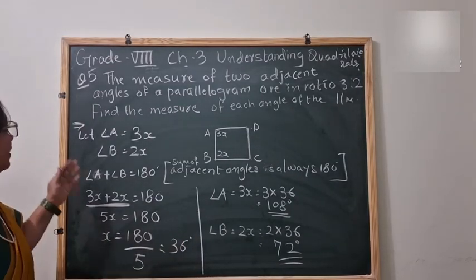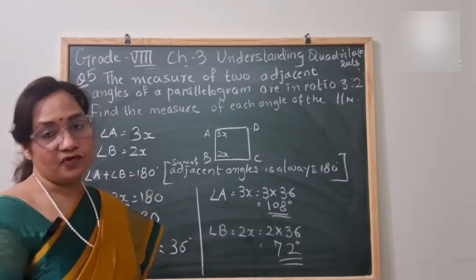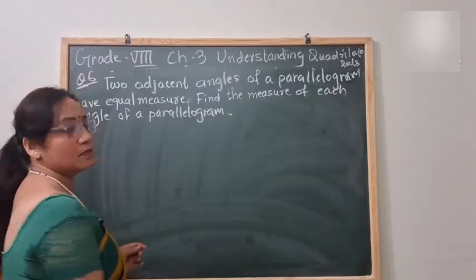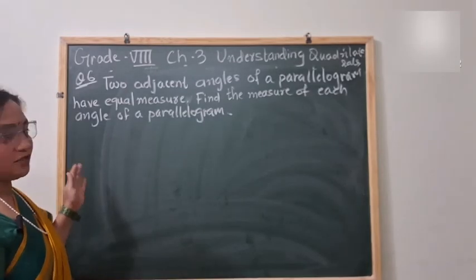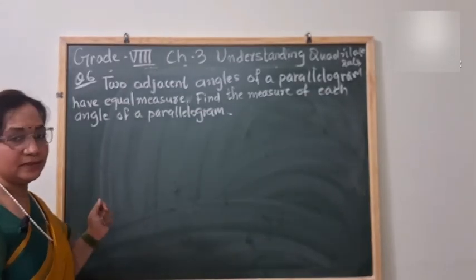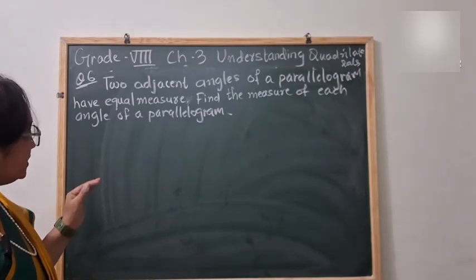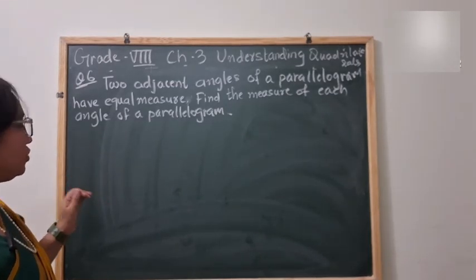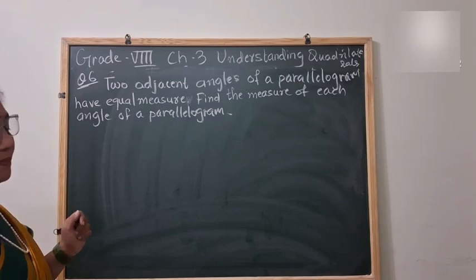Okay, students, so we have solved question number 5 here. Moving on to question number 6 quickly. Okay, students, question number 6. Question number 6 says that two adjacent angles of a parallelogram have equal measure. Find the measure of each angle of a parallelogram.